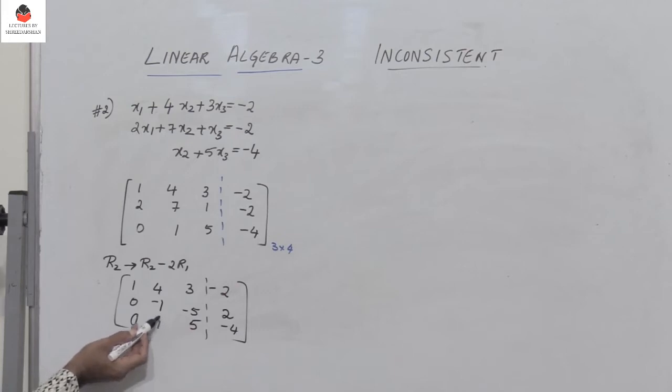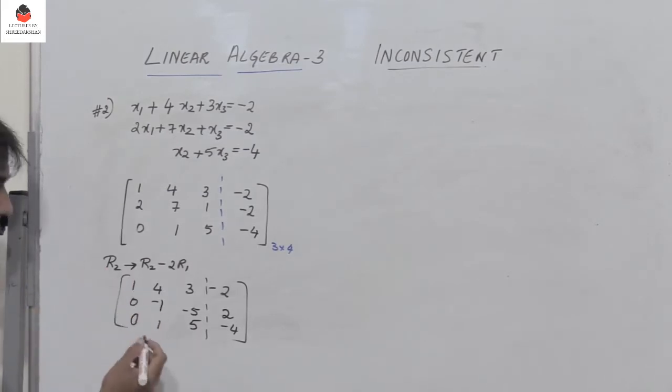Now I need to make this element 0. To make this element 0, just add the two rows, that is R3 is R3 plus R2.